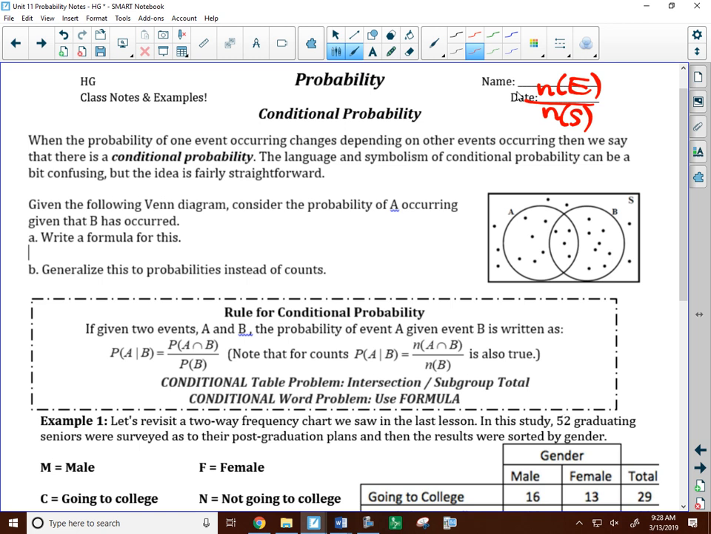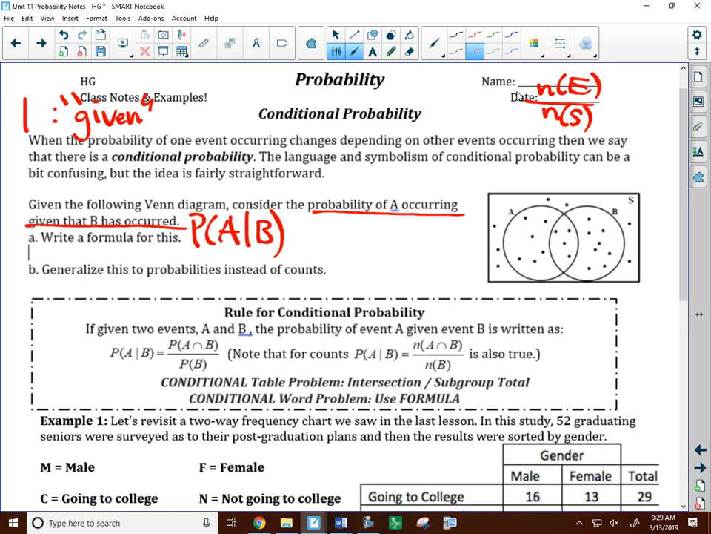So to figure out what conditional probability is, let's look at this Venn diagram. I've got a sample space, I've got sets A and B, they have an overlap. It could have been numbers or letters, I just put some dots in there to represent elements. Let's figure out the probability of A occurring given that B has occurred. Now here's how we're going to write this. Probability of A given B. You're going to put a vertical line there, a bar that means given. So we read this as probability of A given B.